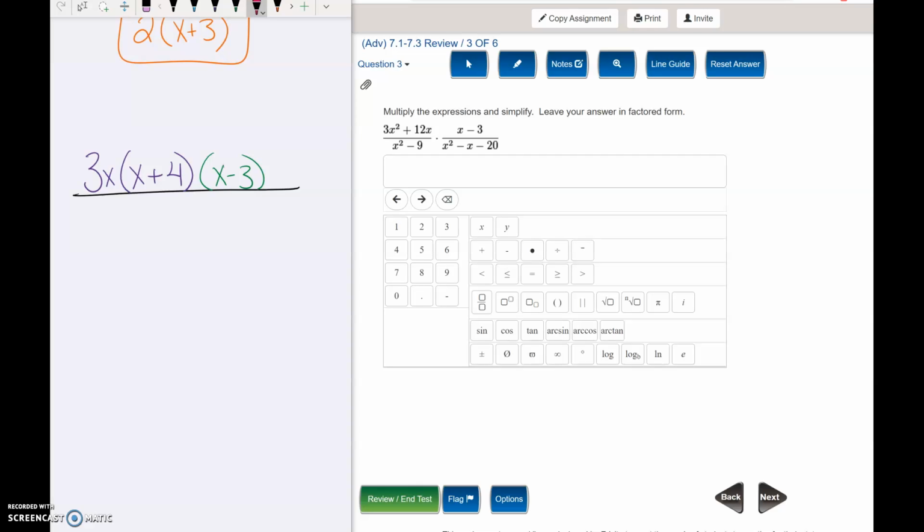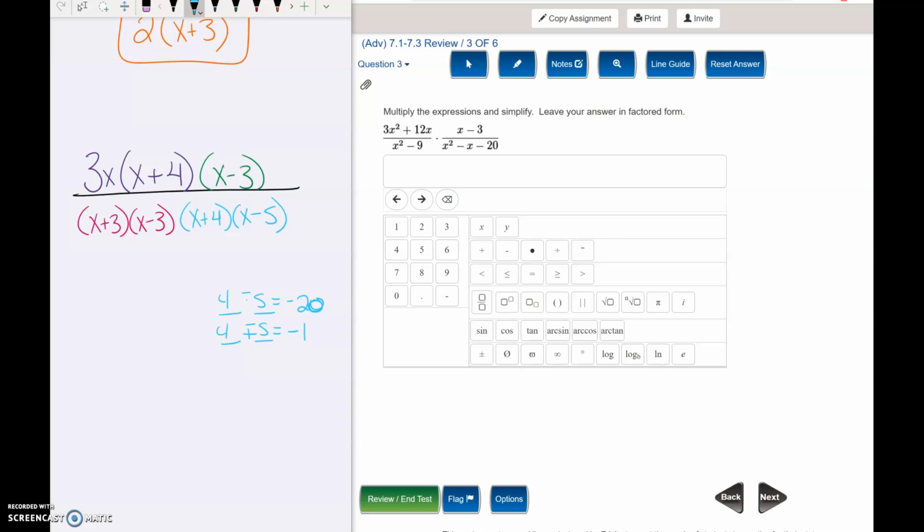On the bottom, x squared minus 9, that's the difference of two squares. That factors into (x plus 3)(x minus 3). And then on the bottom right, we're looking for two numbers that multiply to give us negative 20. Those same numbers need to add up to negative 1. That means those two numbers are really close to each other, like 4 and 5. 4 and negative 5. So (x plus 4)(x minus 5).